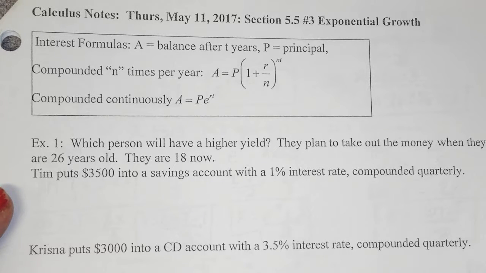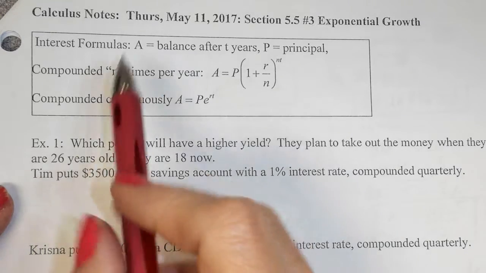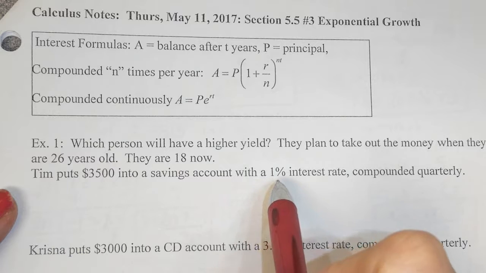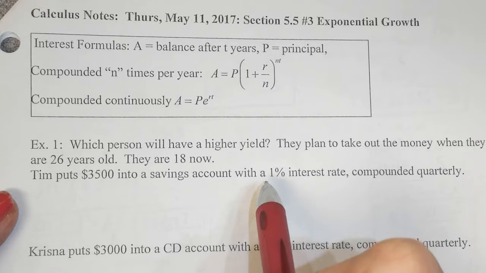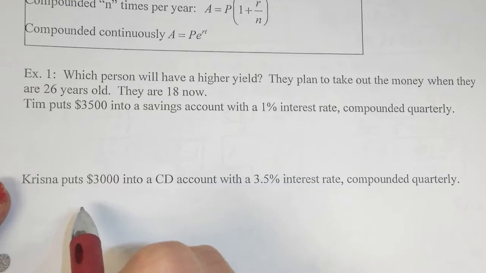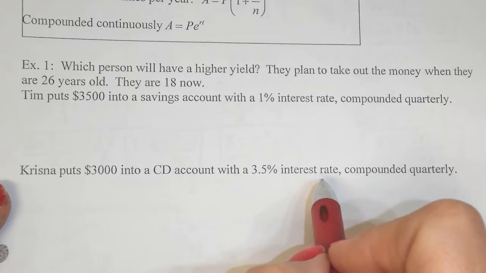Interest rates right now are pretty low, which is a really good thing if you're going to be buying a car or a house. But low interest rates are not so great if you're going to be putting your money into the bank. Okay, so we're going to look at some typical interest rates right now. 1%, that's a pretty typical standard interest rate you could get now. And then a 3.5% interest rate.